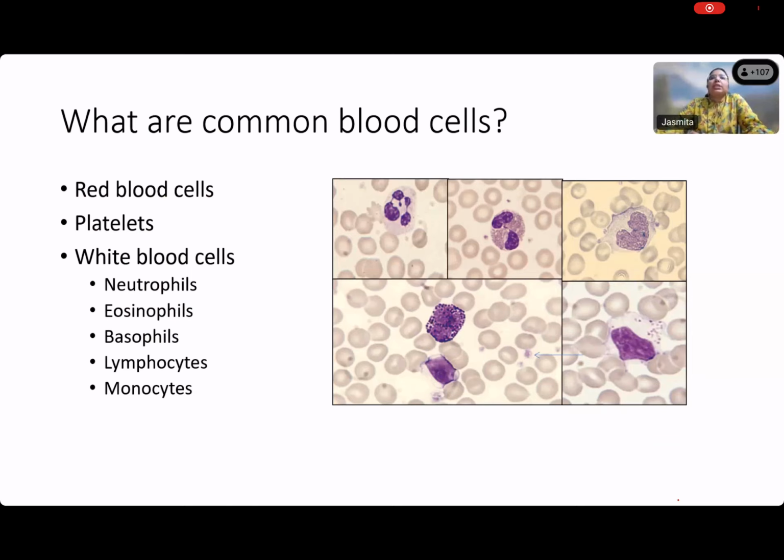So when we talk about blood cells, what are the cells that we're talking about? Essentially, we're talking about three components. You've got the red cells here, you've got the white blood cells shown here, and then you've got these anucleate cells, which are the platelets. So effectively, you have two kinds of anucleate cells: the red cells as well as the platelets.